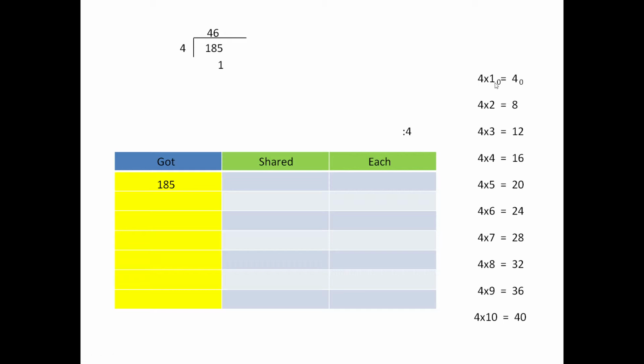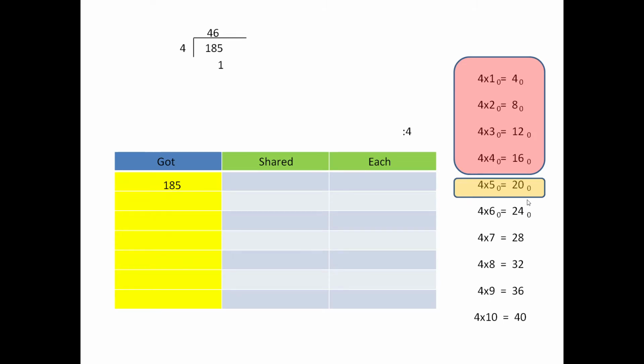That means that 4 times 10 is 40, 4 times 20 is 80, 4 times 30 is 120, 4 times 40 is 160, 4 times 50 is 200, 4 times 60 is 240. Hang on a minute. I don't have to keep doing the same, because I only have 185, and the maximum that I can share with my friends is 160, because 200 is over. You can see it here. We don't need 200, so we cross this out and put here 160, and that means that each one of our friends is going to receive 40.